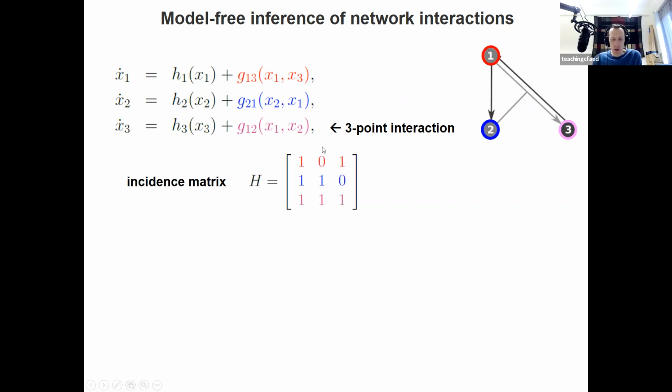From graph theory, we know what is called an incidence matrix. An incidence matrix codes for the input nodes for each given node in a given row. For example, row 1 has here a 1, then a 0, and a 1, which means that it receives input. The right-hand side is non-zero as a function of x1. It does not receive input from x2. There's no x2 appearing on the right-hand side, and there's something appearing which includes x3, which is this 1 here.